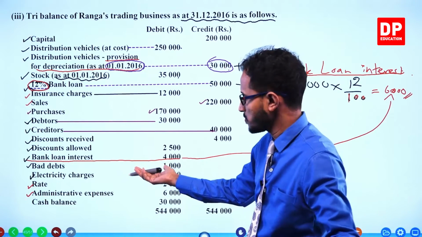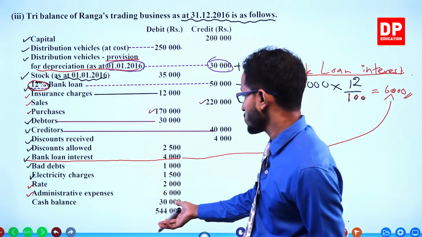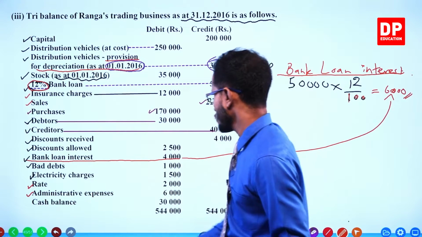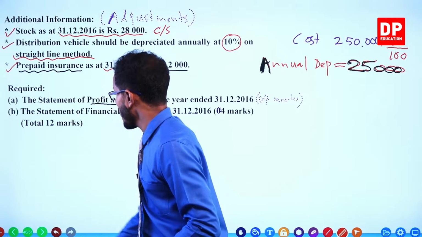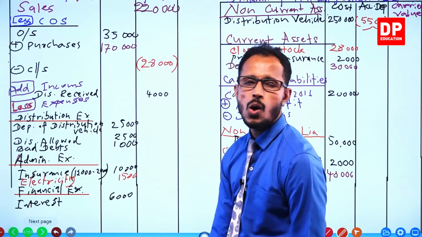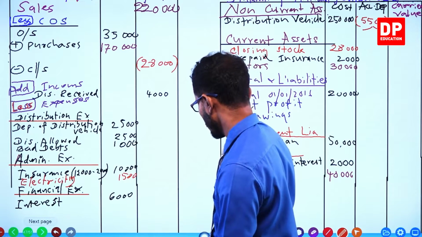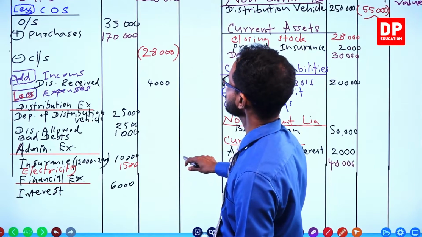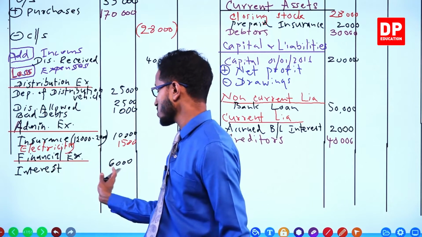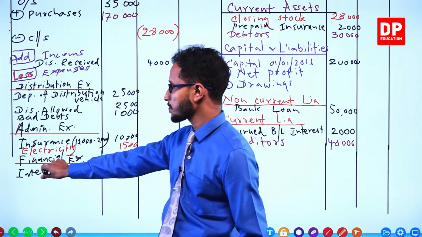I don't have space. Both are administrative expenses, right? Rates and administrative expenses, 2,000 and 6,000. Where am I going to put them? I'll have to erase the financial expenses part and take it down a little bit.